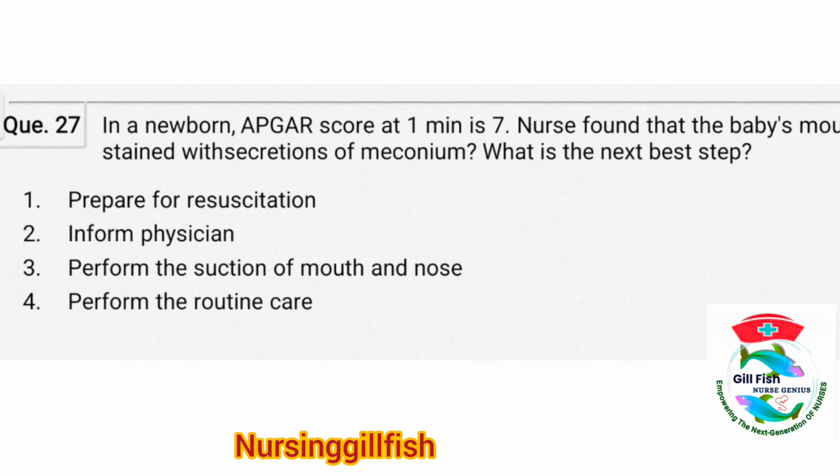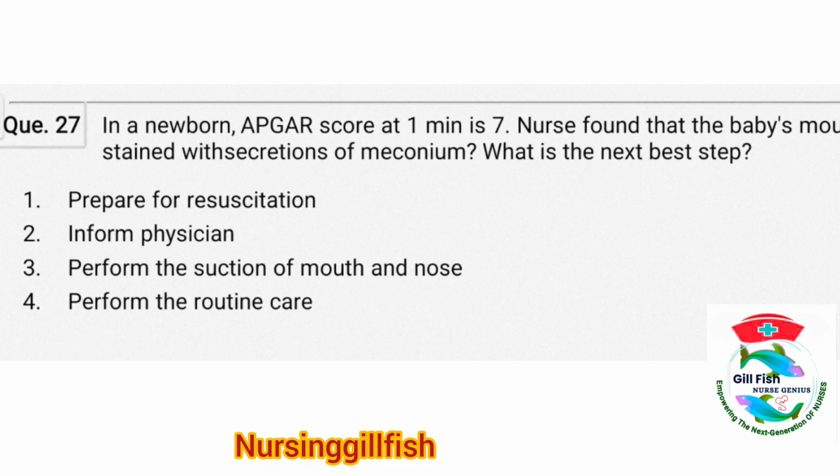In a newborn, Apgar score at 1 minute is 7. Okay, that means the Apgar score we are watching is 7 at the first minute. And a nurse found that the baby's mouth corner is stained with secretions of meconium. What is the next best step we have to do for it? Okay, so option 1, prepare for resuscitation.